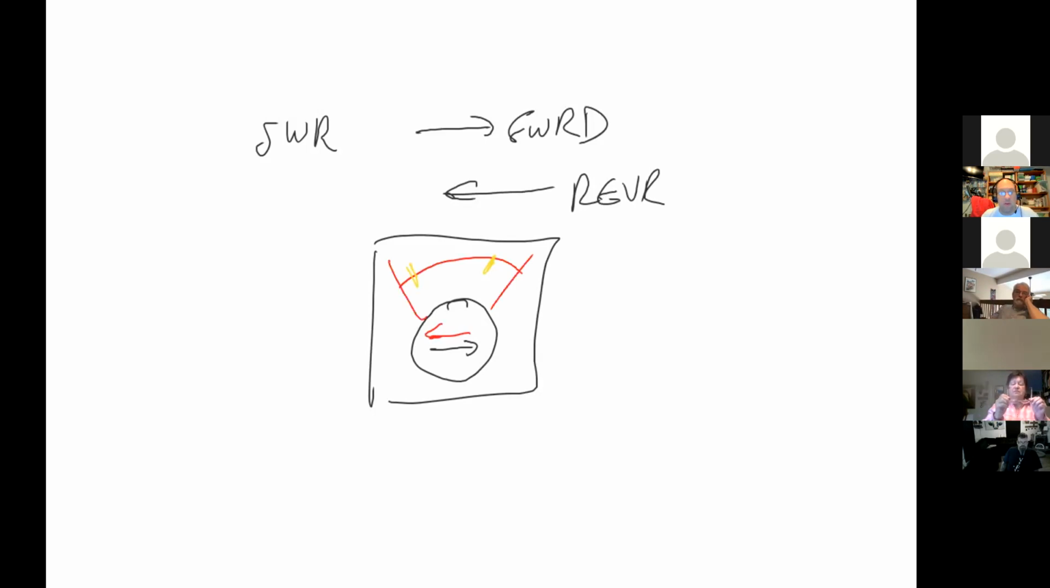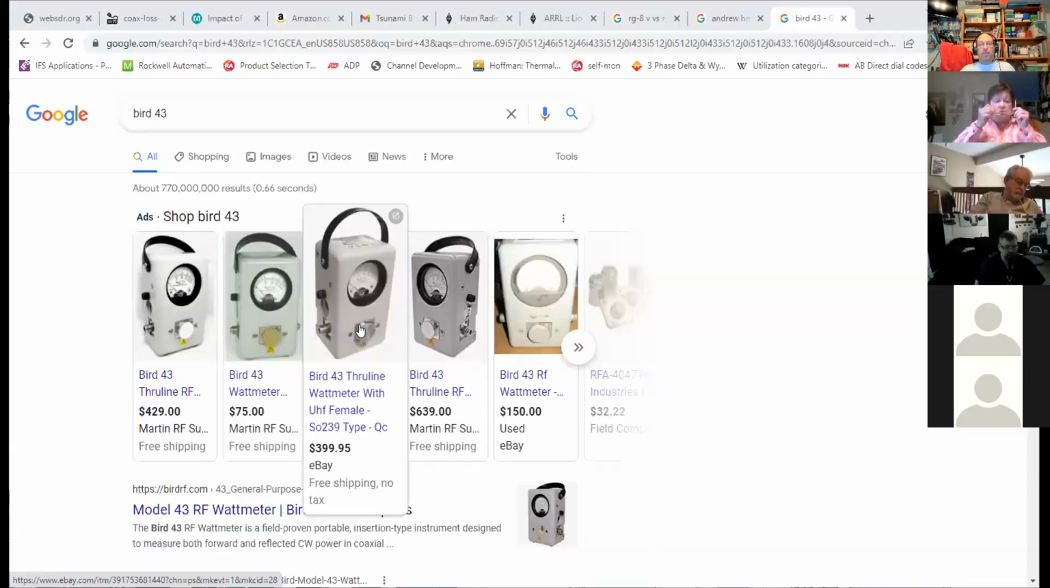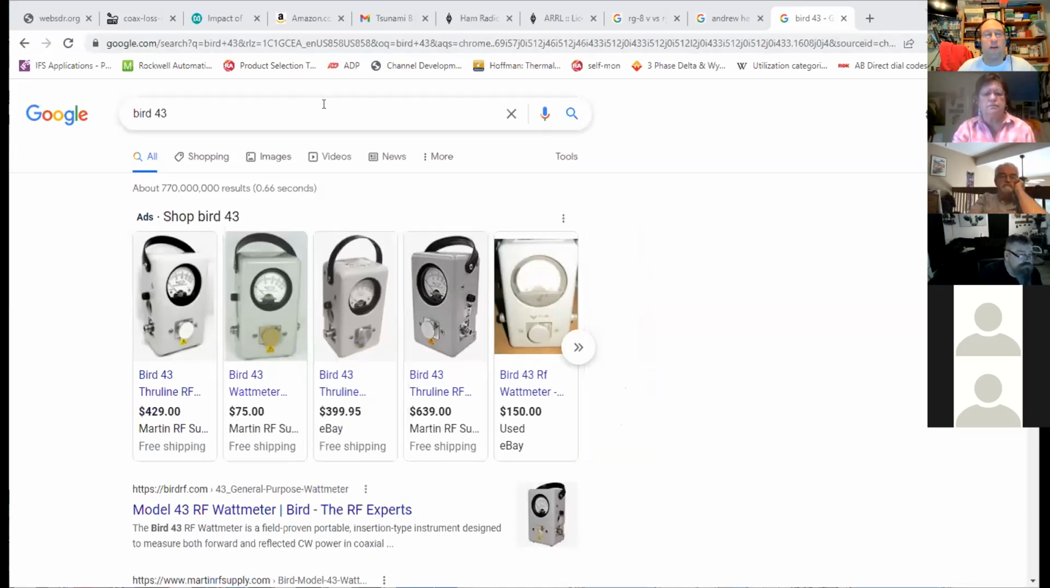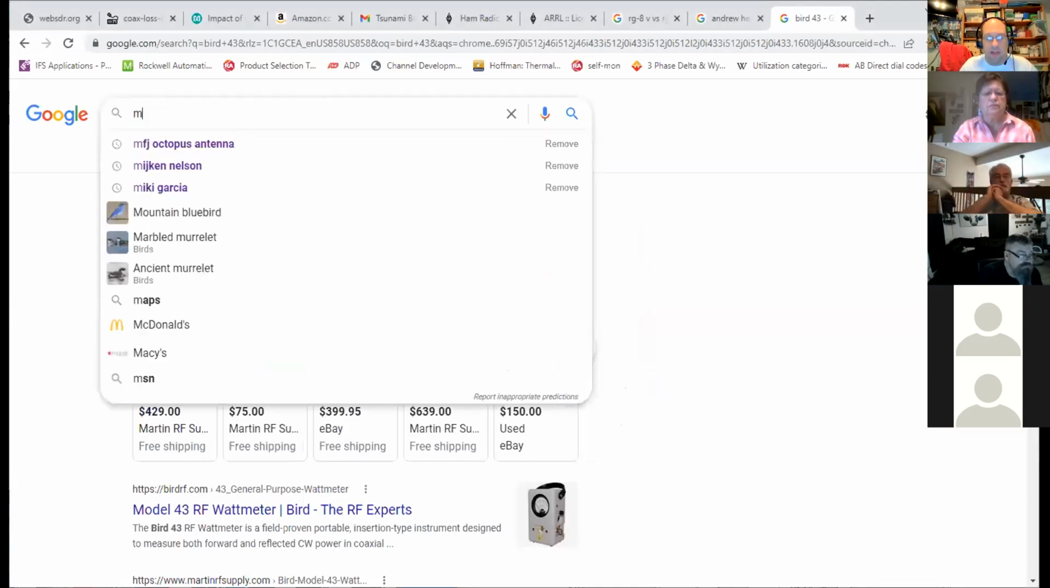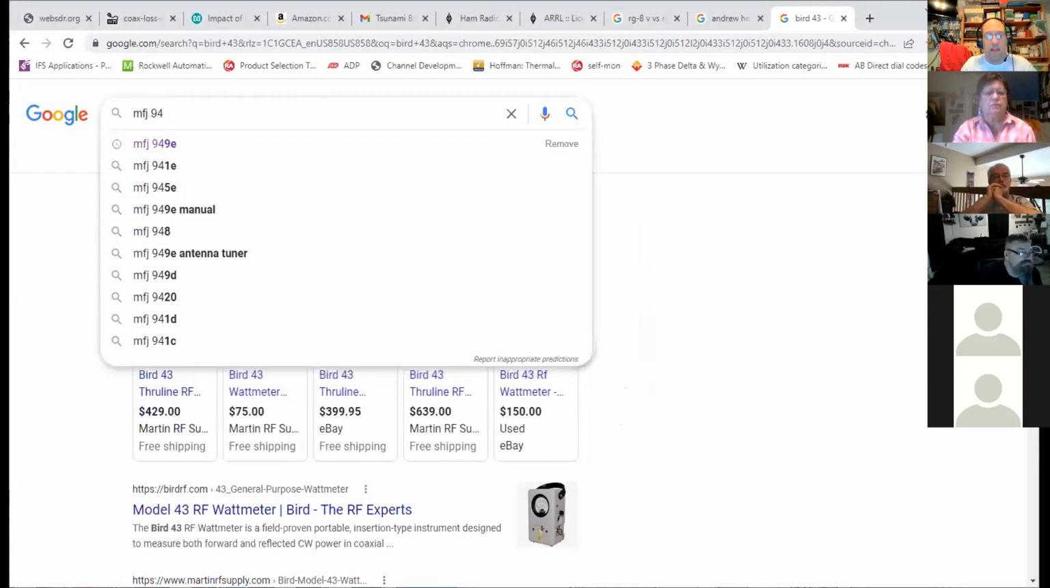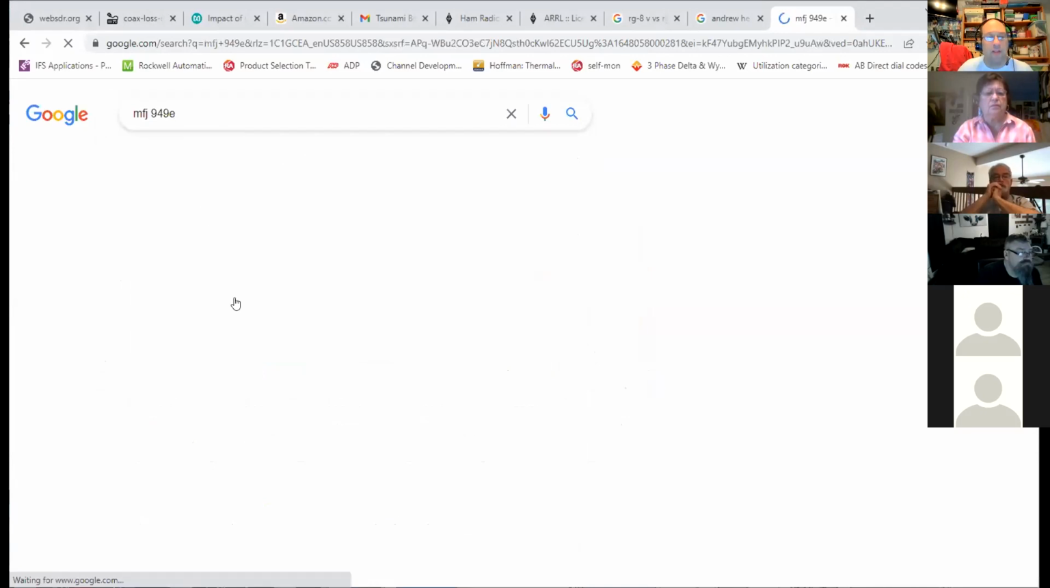Now, if I don't want to go to the point where I actually buy one of these, the most common one is called a Bird 43, which is kind of like a reference standard. They've been made for years and years, and it looks like this. That's a reversible watt meter. Notice they're $400 something. You can very easily go and get, for instance, an N7JI 949E, if I can get a nice picture of it.